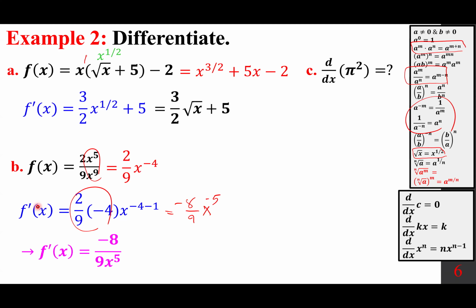What is the derivative of pi squared? What is the derivative of e? What is the derivative of 5? What is the derivative of any number? It's 0. Understand, pi squared is a number, is a constant, therefore the answer is 0. And that's the key.